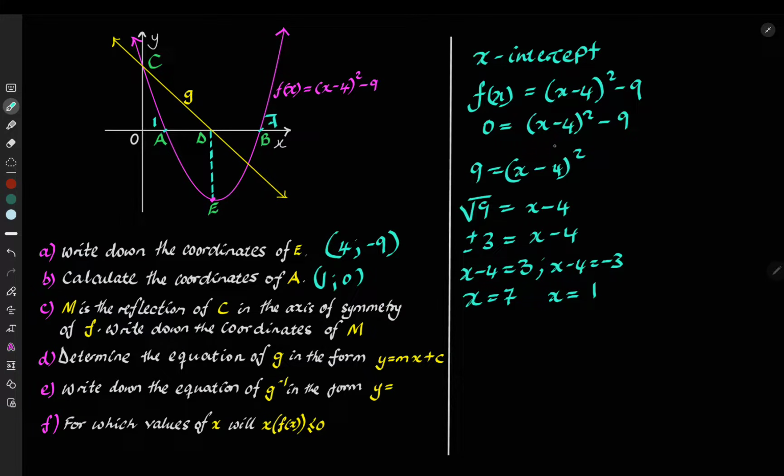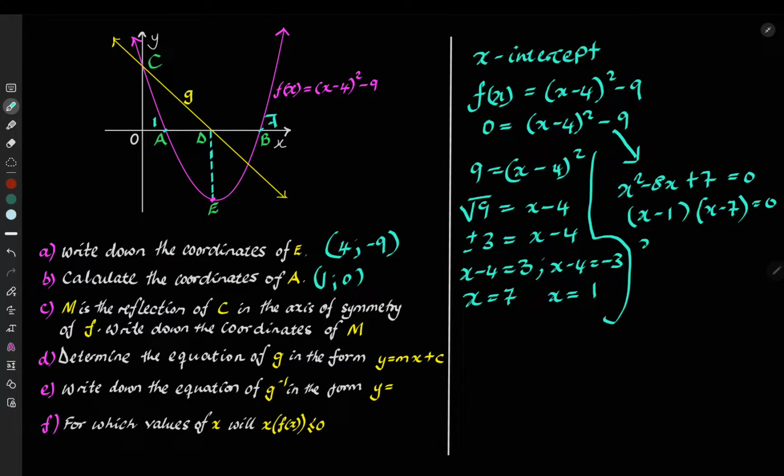So if you had expanded that, some students would expand, and then they would get x squared minus 8x plus 7 is equal to 0. And you can see you've got your factors here, which is x minus 1, and x minus 7. And then you can easily get your x value is equal to 1, and also x is equal to 7. So yeah, and that is another way of solving that equation. Yeah, let's move on to part C.